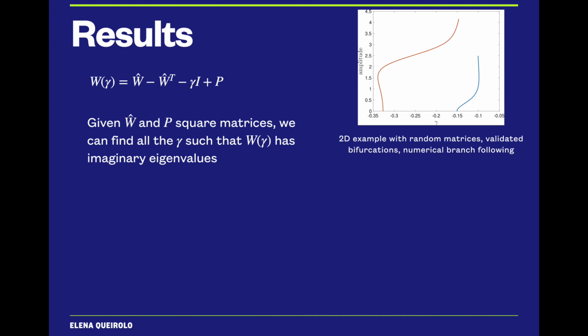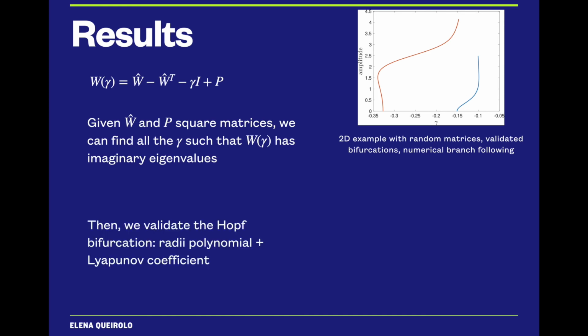In this picture here, we have a two-dimensional example in which we could create random matrices W hat and P. We could find the Hopf bifurcations, and we could numerically follow the periodic orbit out of the Hopf bifurcation. And we can validate the result with the combination of radii polynomial and Lyapunov coefficient computation.